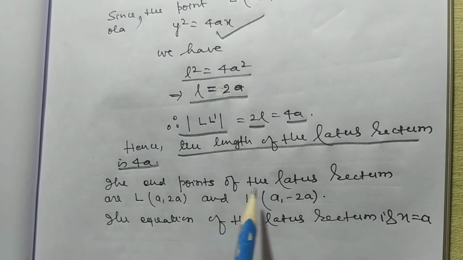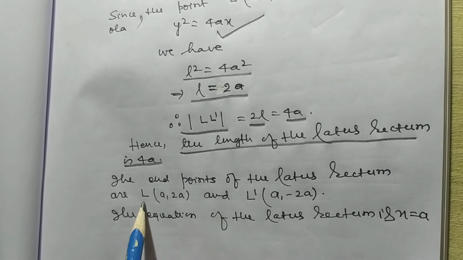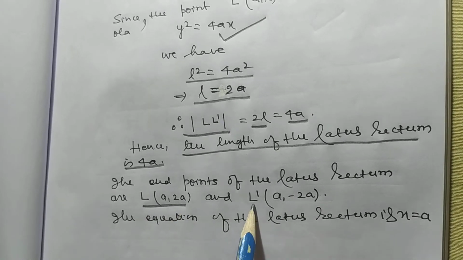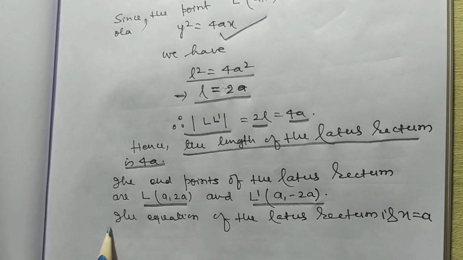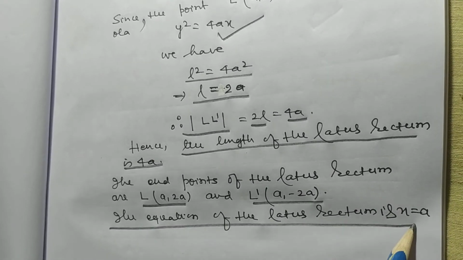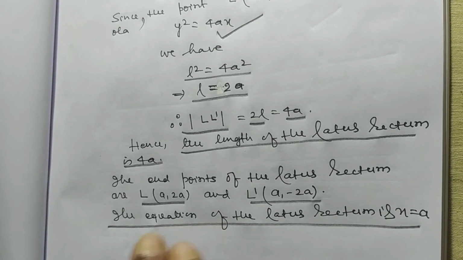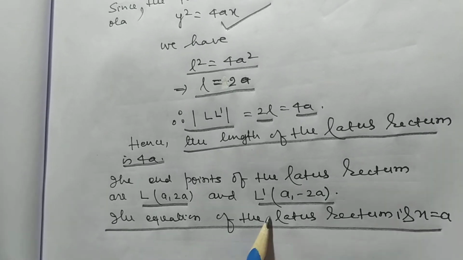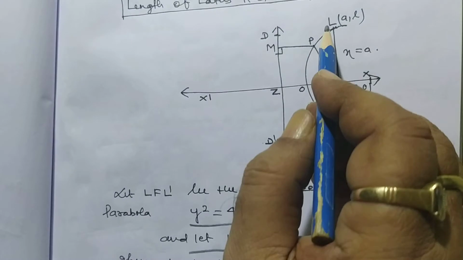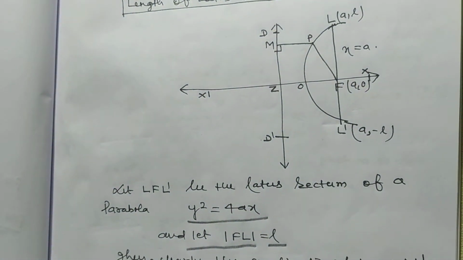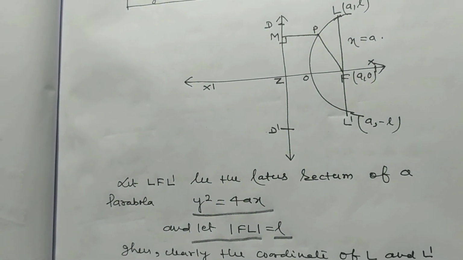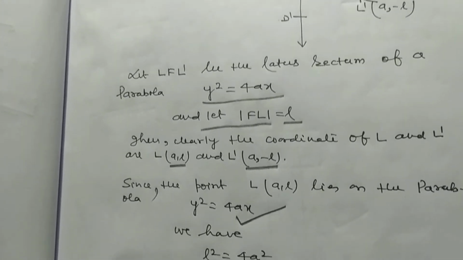The endpoints of the latus rectum are L (a, 2a) and L dash (a, minus 2a). Thus, the equation of the latus rectum is x is equal to a, and the length of the latus rectum is 4a. You must remember, the length of the latus rectum is 4a.